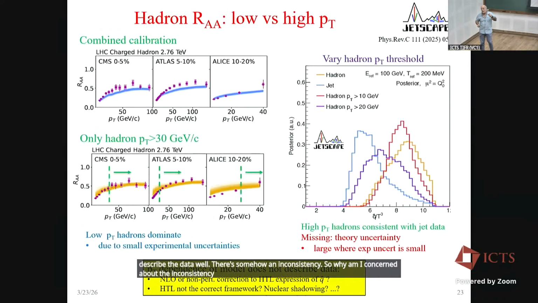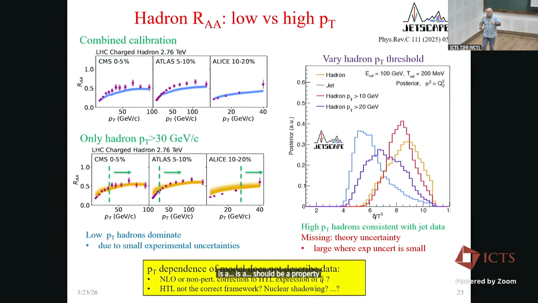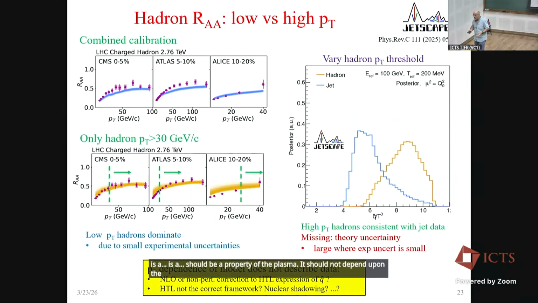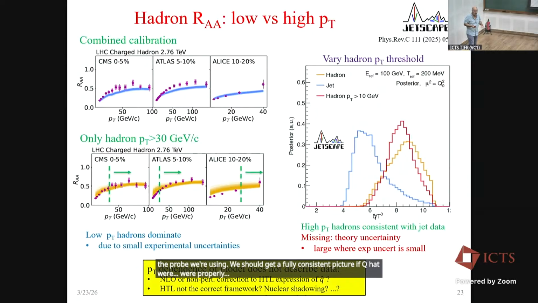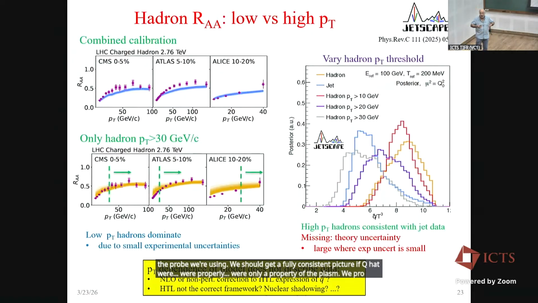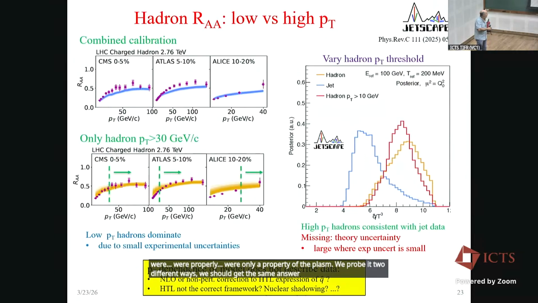So why am I concerned about the inconsistency? Q hat should be a property of the plasma. It should not depend upon the probe we're using. We should get a fully consistent picture if Q hat were only a property of the plasma. We probe it two different ways, we should get the same answer. We're finding inconsistency by probing it in two different ways.